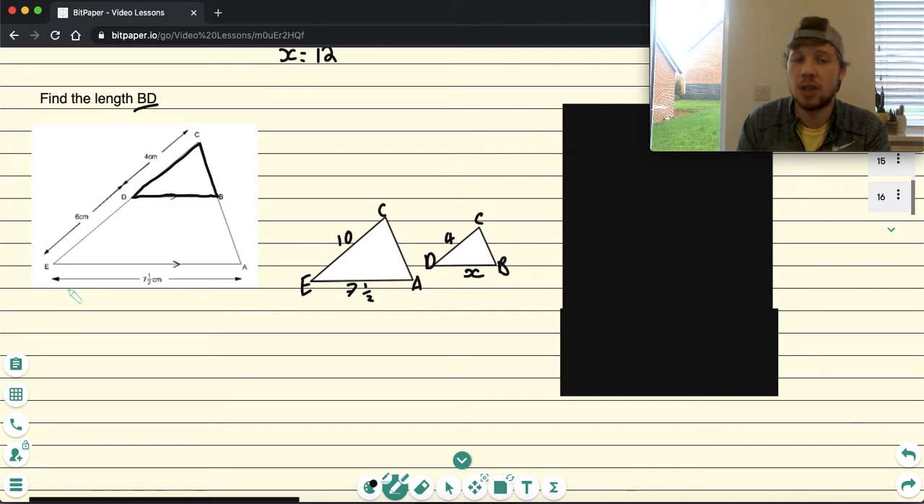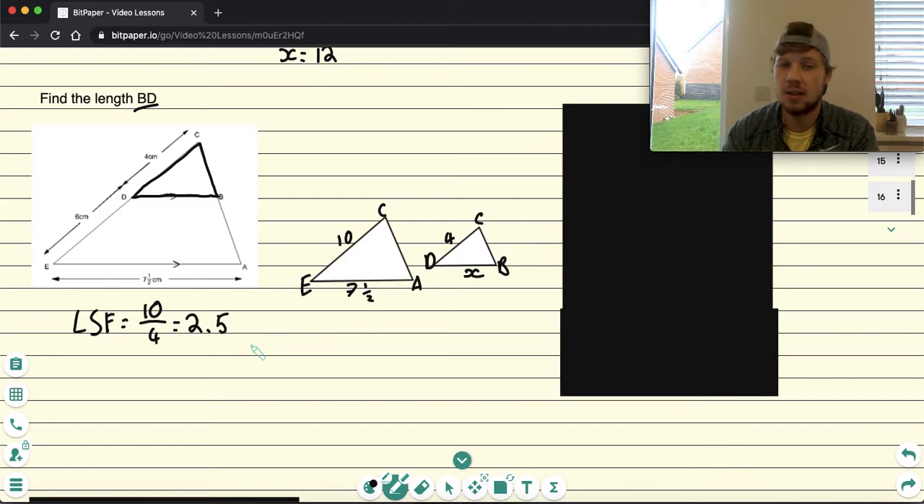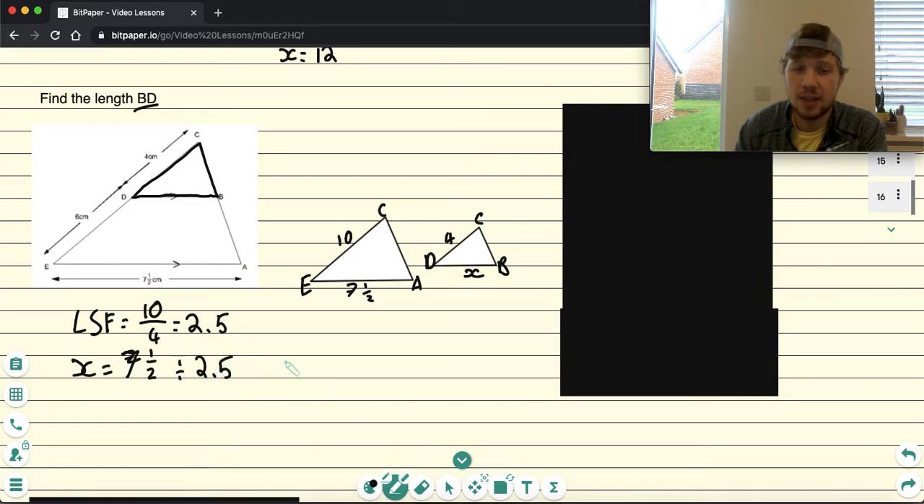So again, I'm looking at linear scale factor because it is a side length, and I'm going to think, how do I get from 4, which is my smaller triangle, to 10? So I do 10 divided by 4, which would give me 2.5, and that would be my scale factor. So therefore, E to A, which is 7.5, because I'm working backwards, I'm going to have to divide this by 2.5 to give me what x is. 7.5 divided by 2.5 is 3, so therefore my x value is 3.